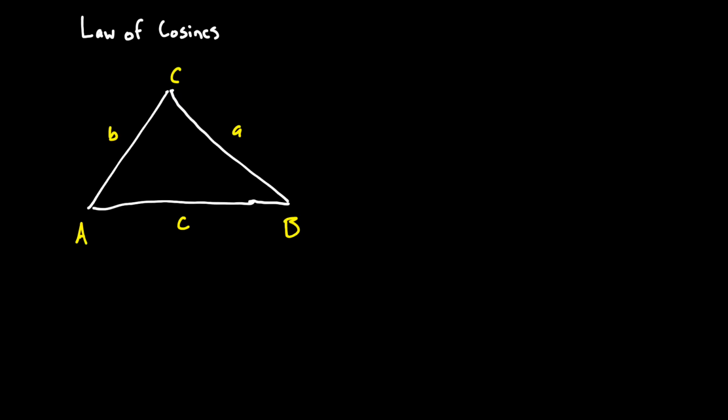The law of cosines is a generalization of the Pythagorean theorem. We'll use this theorem to solve triangles that don't contain a right angle. And the theorem states the following. In any triangle ABC, such that we see on the screen, we have the following relations.